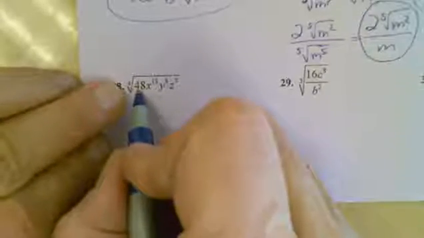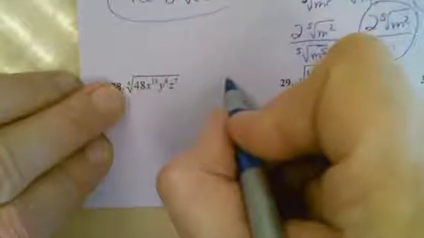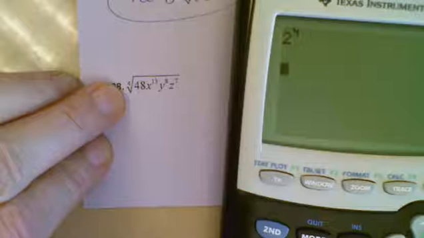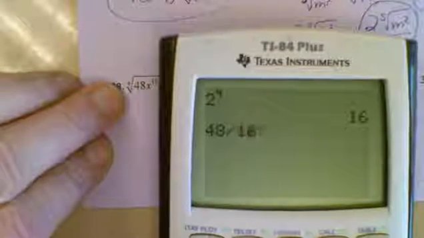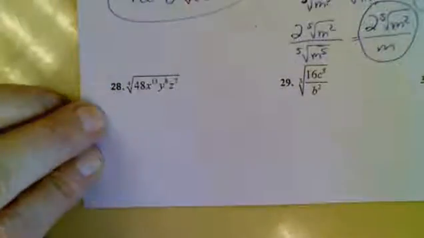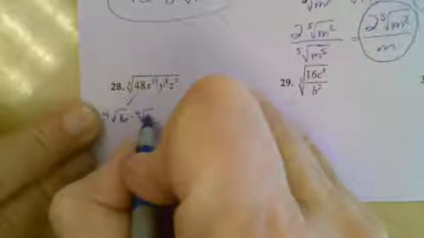28. I'm looking at fourth roots of 48. I don't believe 48 is a perfect fourth. 2 to the 4th, though, and again, if you don't know, just use your calculator. 2 raised to the 4th is 16. Does 16 go into 48? Yes, it does. It goes in there 3 times. So I can break up 48 into the 4th root of 16 times the 4th root of 3.